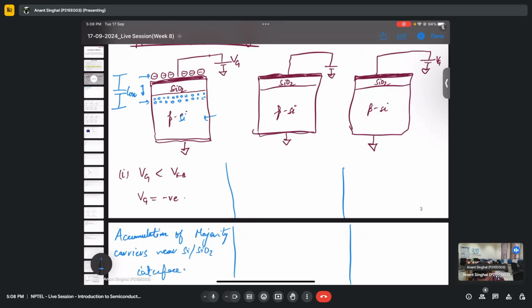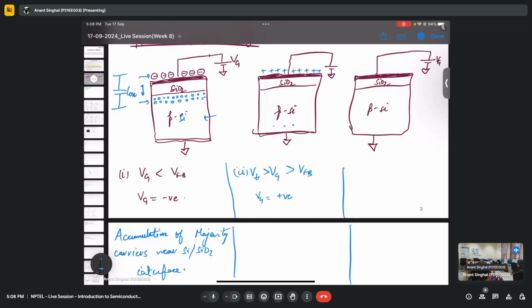Then the second case was when we applied a voltage which was greater than, let's say, VFB, but less than the threshold voltage, the value we were terming as when the inversion was happening. So this was the second case. In this particular case we applied a positive voltage. That means we had certain positive charge around this metal. And what was happening because of this positive charge? The minority carriers now.